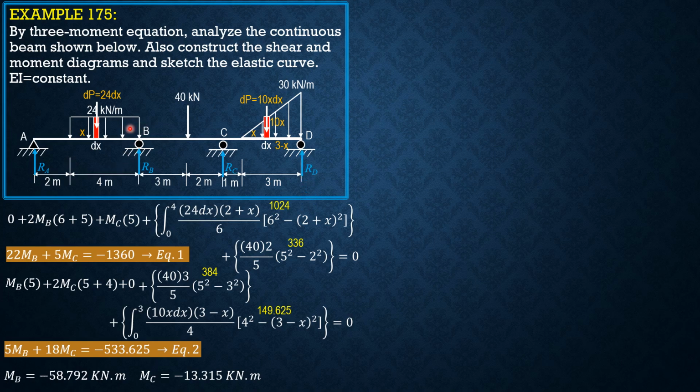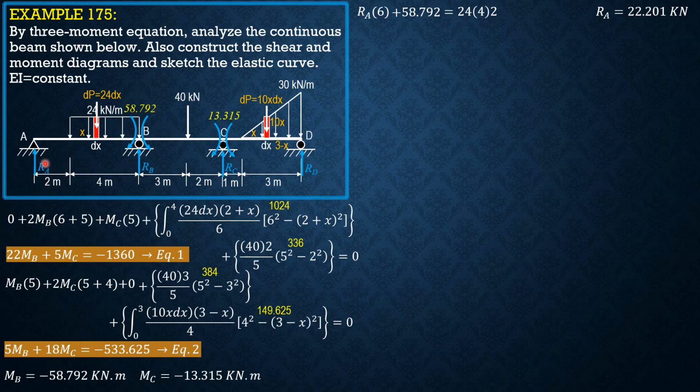And the moments, since these are negative, clockwise to the left, counterclockwise to the right. So 58.792, same is true at C, 13.315. So for span AB, we sum up moments about B equals 0, and we can solve for RA. So RA times 6 plus 58.792 equals moment of the load, 24 times 4 times 2. So RA is equal to 22.201 kilonewtons.